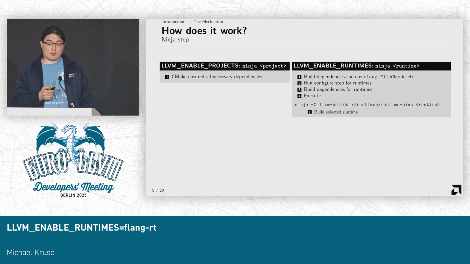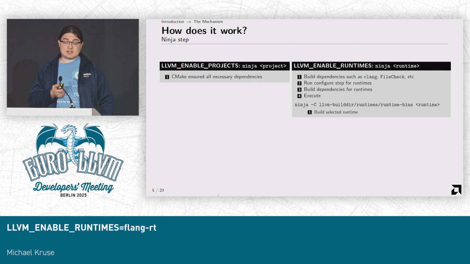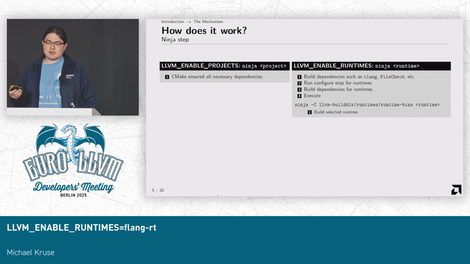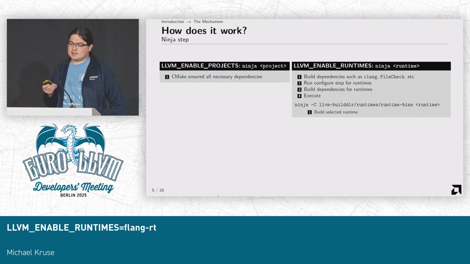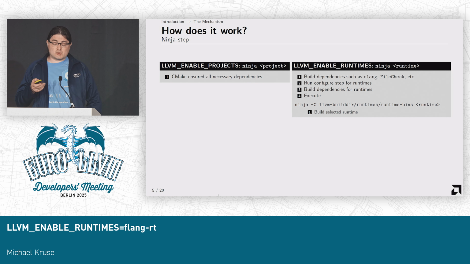If you compile normal projects, it's just CMake and Ninja handling all the dependencies. If you use LLVM_ENABLE_RUNTIMES, the entire system first ensures that all the dependencies are built before you build the runtime. This includes, of course, Clang itself, but also utilities like FileCheck, not, and so on. It also runs the CMake command when this builds, so it does not do it during the configure step. It does it during the build step itself, and then inside the build step, after configuration, it builds the runtime you would like.